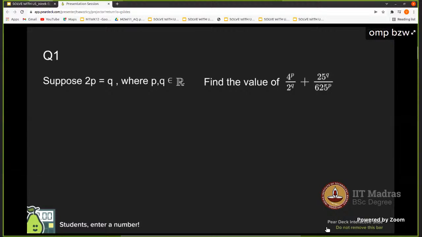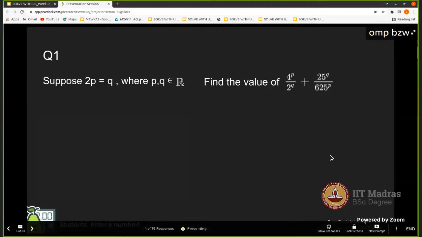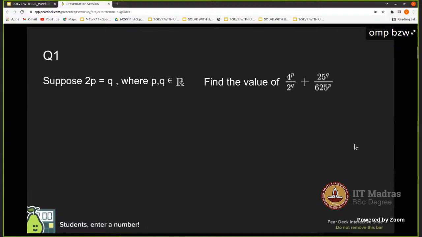Once everyone knows what exponential functions are and how they behave, what the values are, and how to compute them, it is an easy case. So take some 3 to 5 minutes. Once you are done, just submit your answer, just enter your answer.